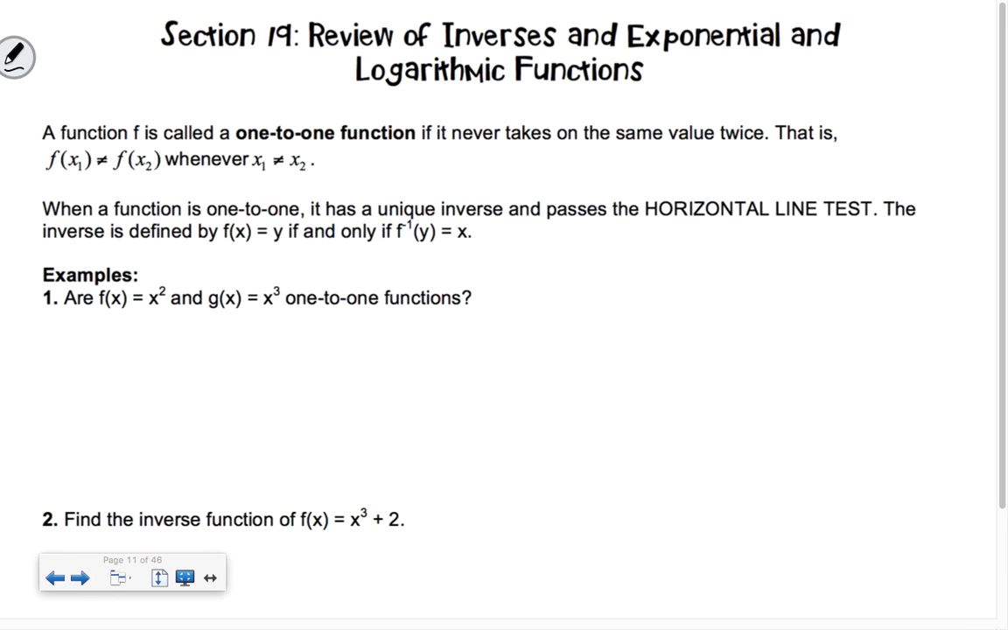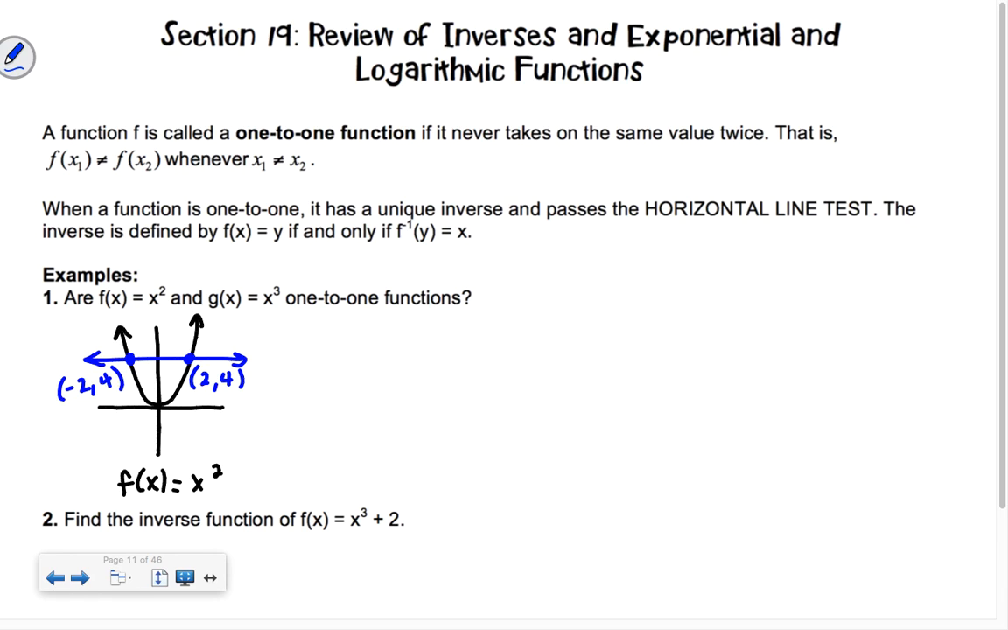We've done inverses before in Algebra 2, and we did a little bit in pre-calc. So let's first talk about what makes something one-to-one. When I have f of x equals x squared, can you visualize that? It's a parabola, right? Does it pass the horizontal line test? It does not, because we have the points (2, 4) and (negative 2, 4). We take the same y value twice, so it is not one-to-one.